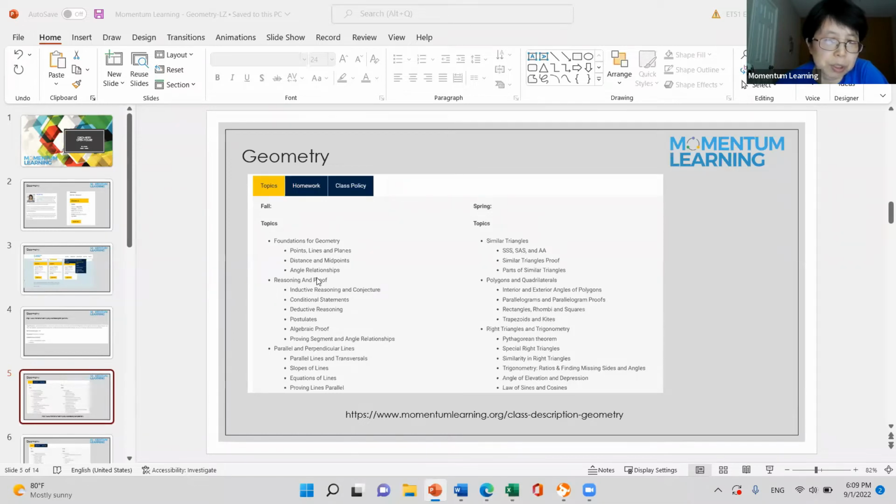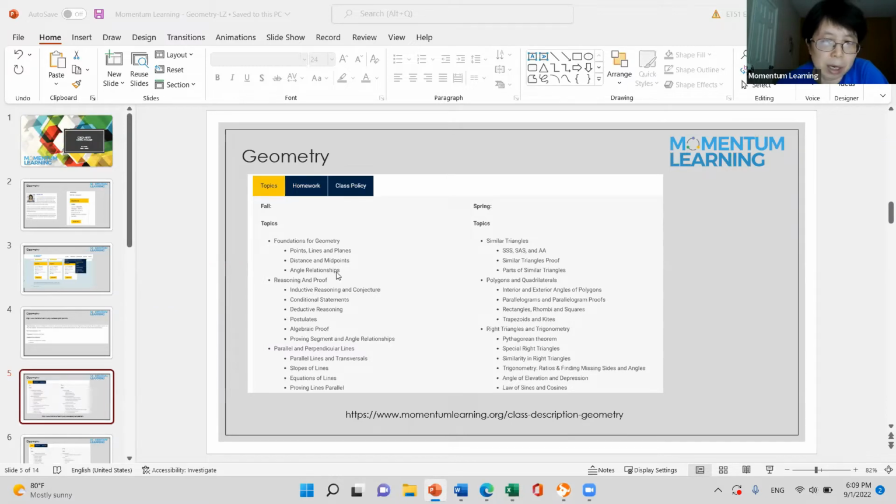Reasoning and proofs is pretty new to students who haven't taken geometry before. We're going to learn what conditionals are, and what the hypothesis and the conclusion are. This is pretty important because the difference between geometry and algebra is that we'll do more proof problems in geometry than in algebra.